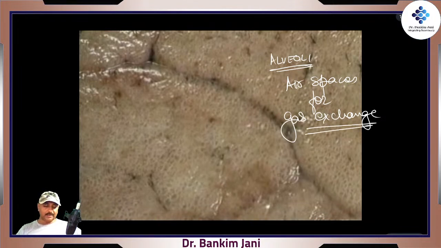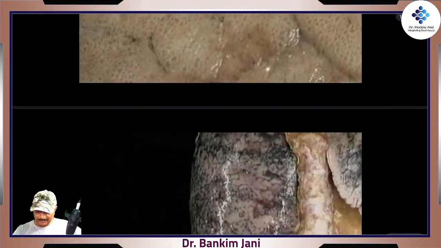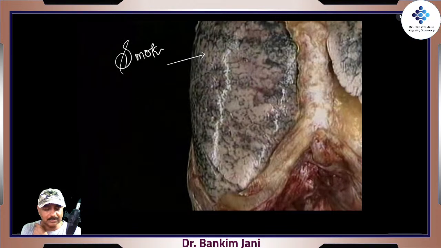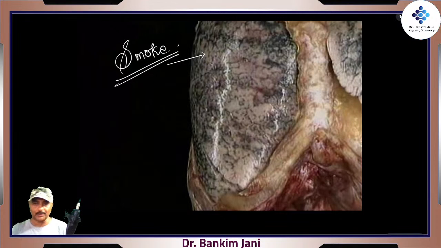So actually, lung looks like this. But see, this is not the same specimen. This is another specimen. This black portion, it is because he was the cousin brother of a railway engine, right? Smoker's lung, exactly, right? Smoker's lung.